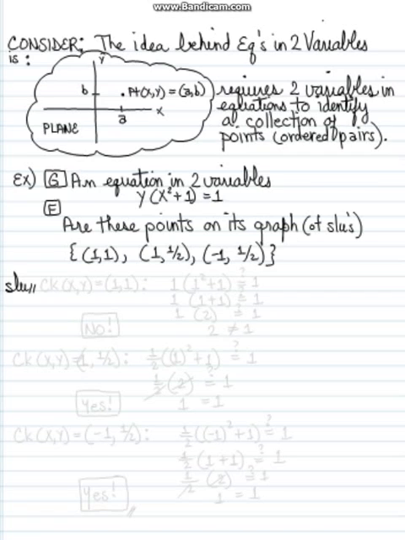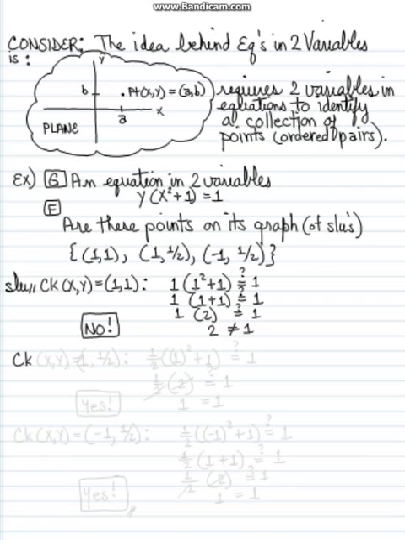Let's start with the first one. We're going to check xy equals (1, 1). Is that a point on the graph? Well, the way you check it is you plug x equals 1 and y equals 1 into the given equation and see if it makes both sides equal. In other words, does it satisfy the equation? Well, that's what I'm doing here. I'm simplifying. I get 2. That's not equal to the other side, 1. So the answer is no. No what? No, the ordered pair (1, 1) is not a point on the graph.